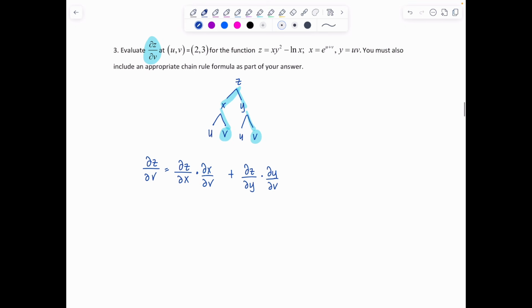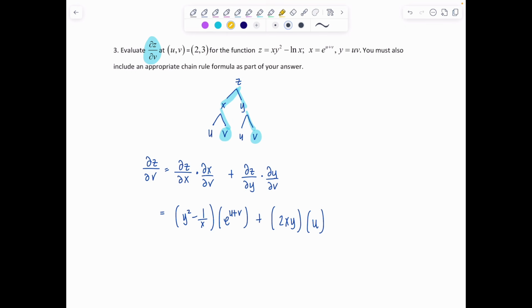Okay, now let's see here. Del z del x is y squared minus 1 over x, times del x del v, which is e to the u plus v, plus del z del y, which is 2xy, and then del y del v is u. Okay, good. Now, I don't have what x and y are. They gave me u and v, so I have to go fetch that info, not a problem. So x is going to be e to the 2 plus 3, so e to the 5th, and then y is u times v, which is 6.